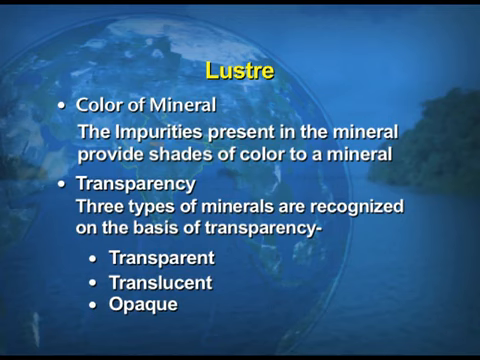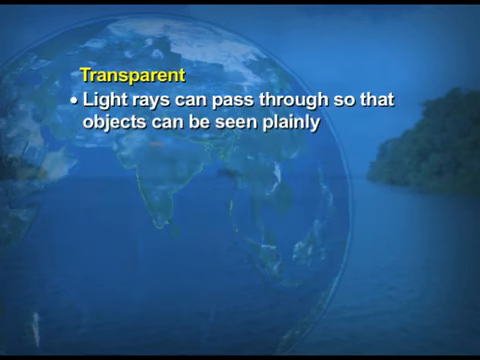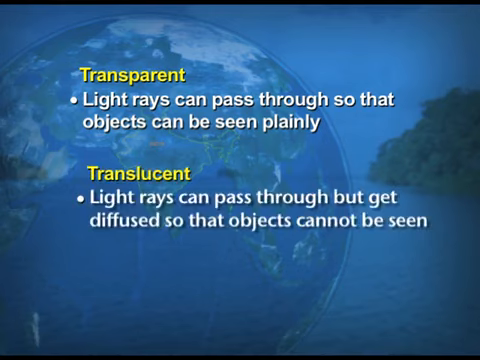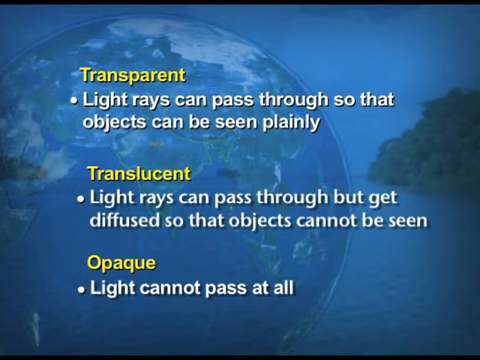Now, if we look at the definition of these three terminologies, the only difference between the transparent and the translucent is, under the transparent, the objects can be seen plainly because the light passes through it. But under the translucent, the light passes through, but it gets diffused, so the objects cannot be seen. And the third type is the opaque. Opaque is when the light cannot pass through. So, these three categories depict the transparency of the mineral.